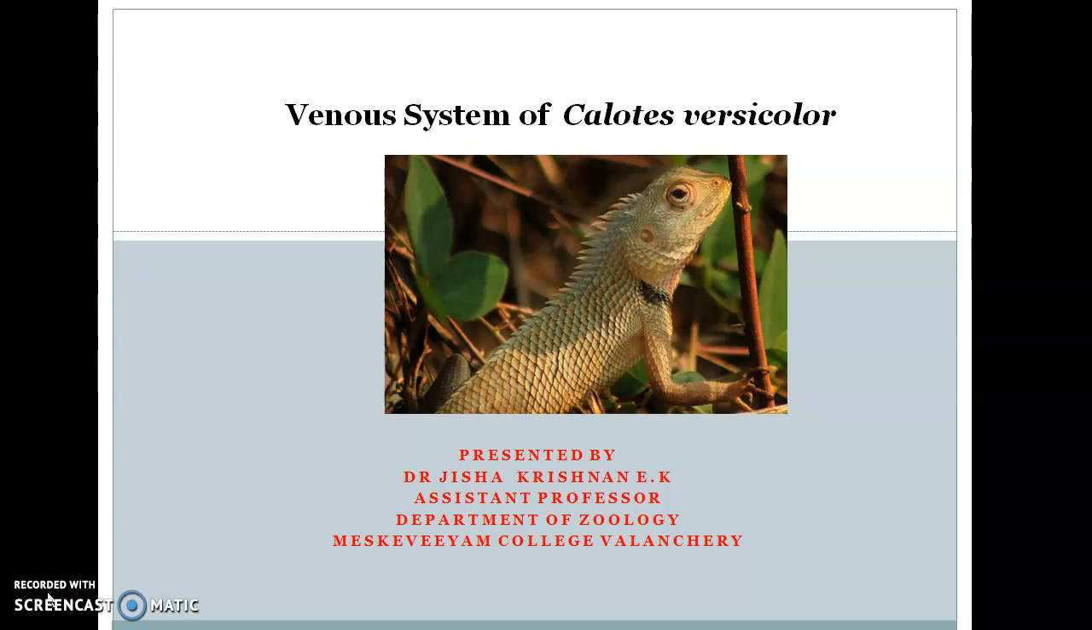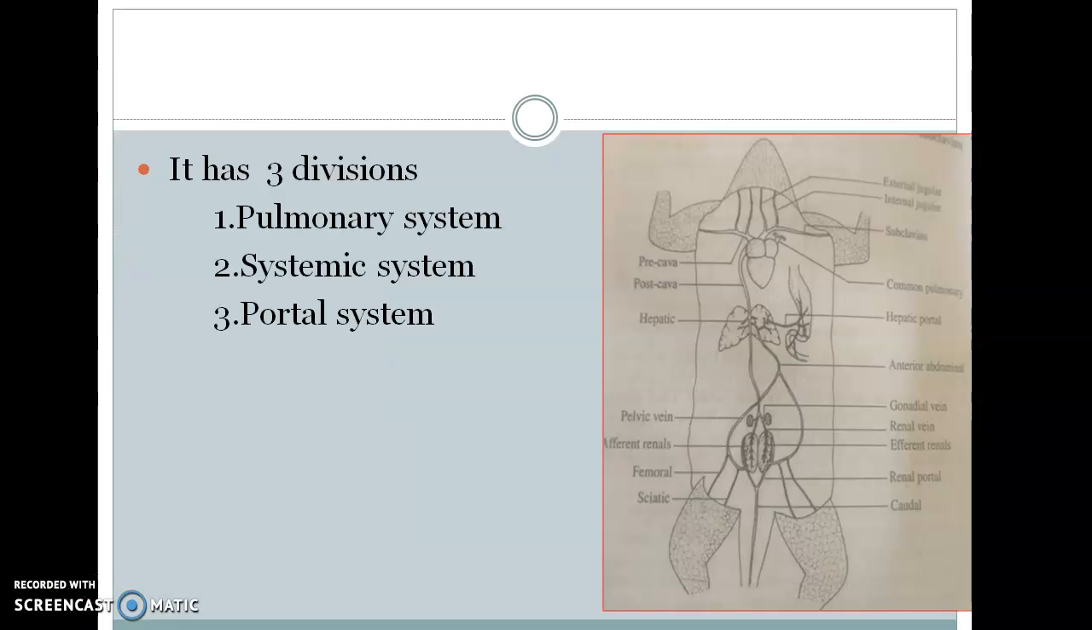Dear students, now we are moving to the venous system of Calotes versicolor. The venous system is mainly concerned with carrying deoxygenated or impure blood from different parts of the body back to the heart, and from the heart it moves into the lungs for oxygenation.